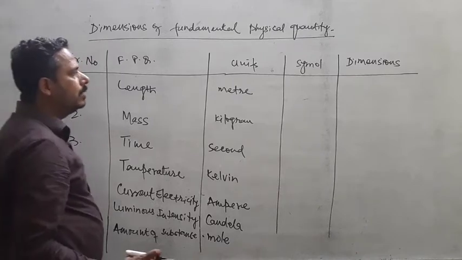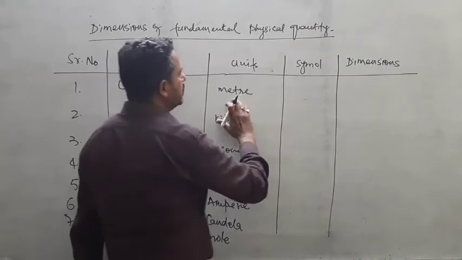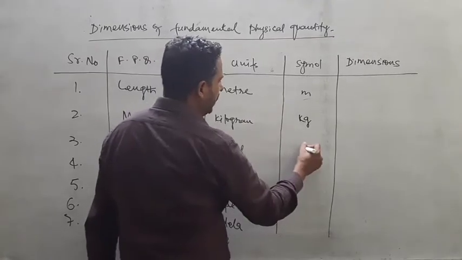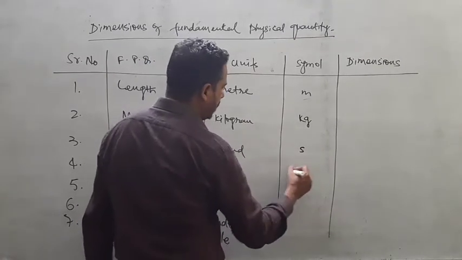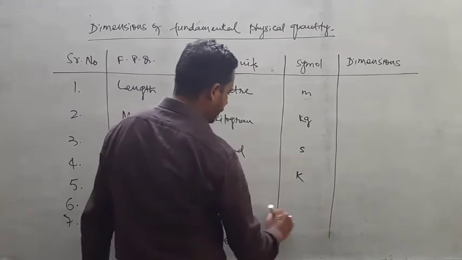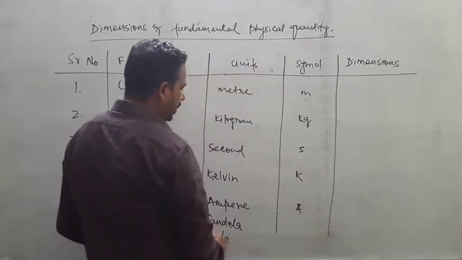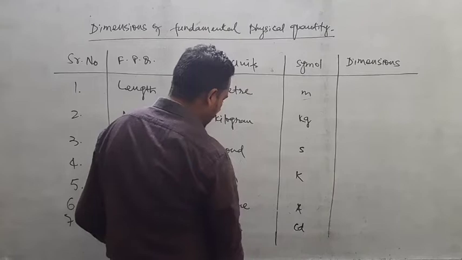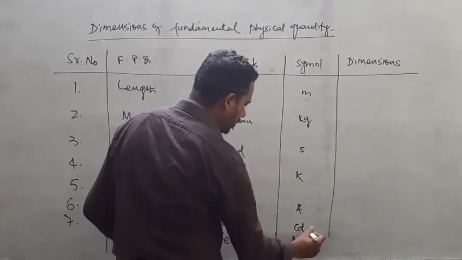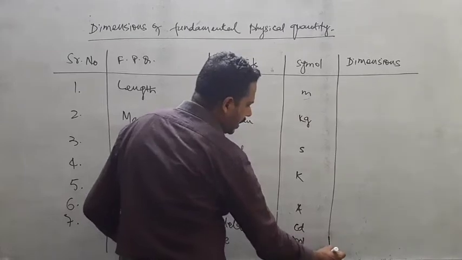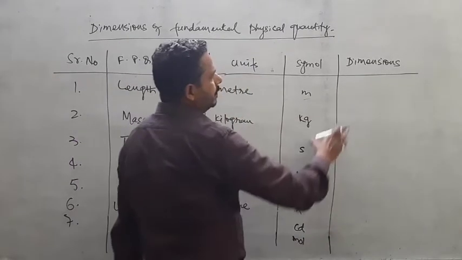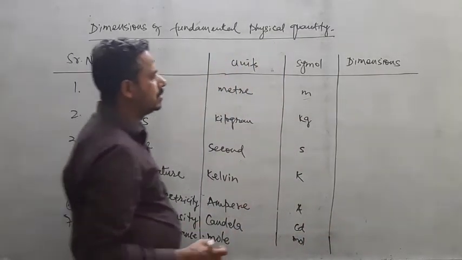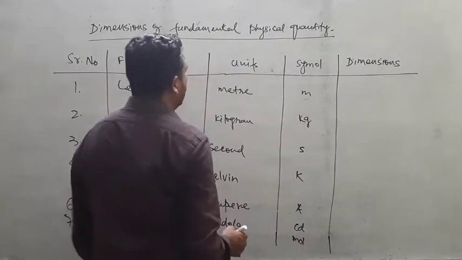Now you just write down the symbols. Meter is m, kilogram is kg, both small, second is s small, Kelvin is K capital, ampere is A capital, candela is cd, both small, and then mole is mol, all 3 small. Now there are the dimensions, so you have to find the dimensions of these fundamental physical quantities.